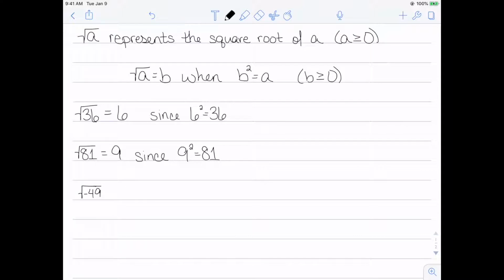On the other hand, if I want to look at the square root of negative 49, this does not exist. We specifically said we could only take the square root of a positive number, and this is negative. This is because there is no number that when I square it, I get negative 49. 7 squared is positive 49, and negative 7 times negative 7 is also positive 49.